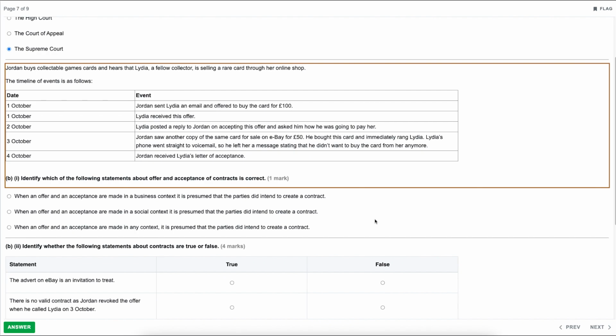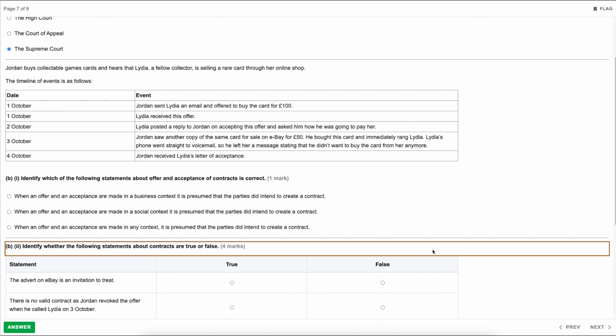Okay, moving down. Jordan buys collectible game cards and hears that Lydia, a fellow collector, is selling a rare card through her online shop. The timeline of the events is as follows. On the 1st of October, Jordan sent Lydia an email and offered to buy the card for £100. 1st of October, Lydia received this offer. The 2nd of October, Lydia posted a reply to Jordan accepting this offer and asked him how he was going to pay her.